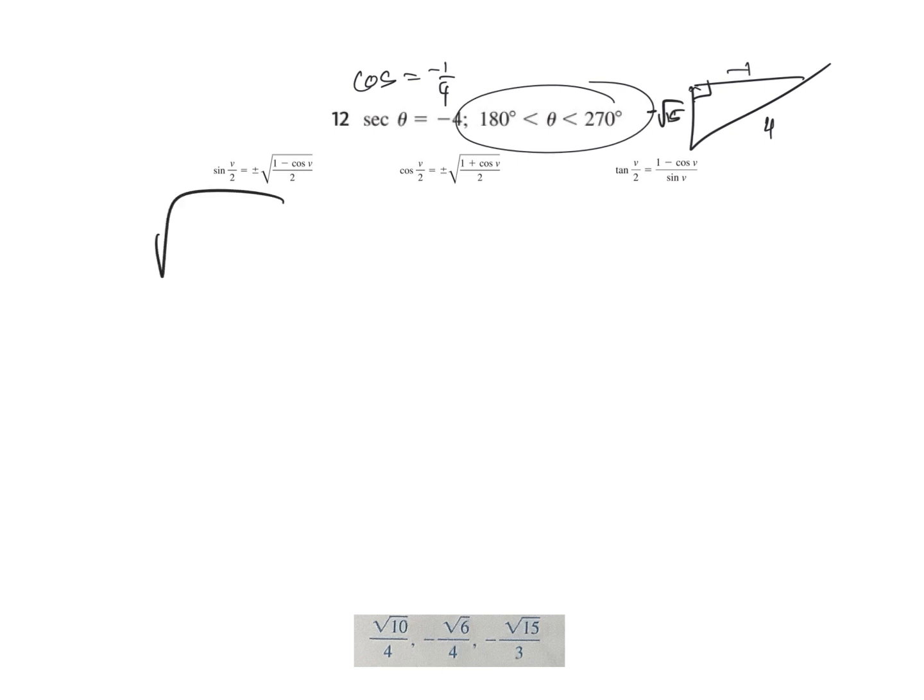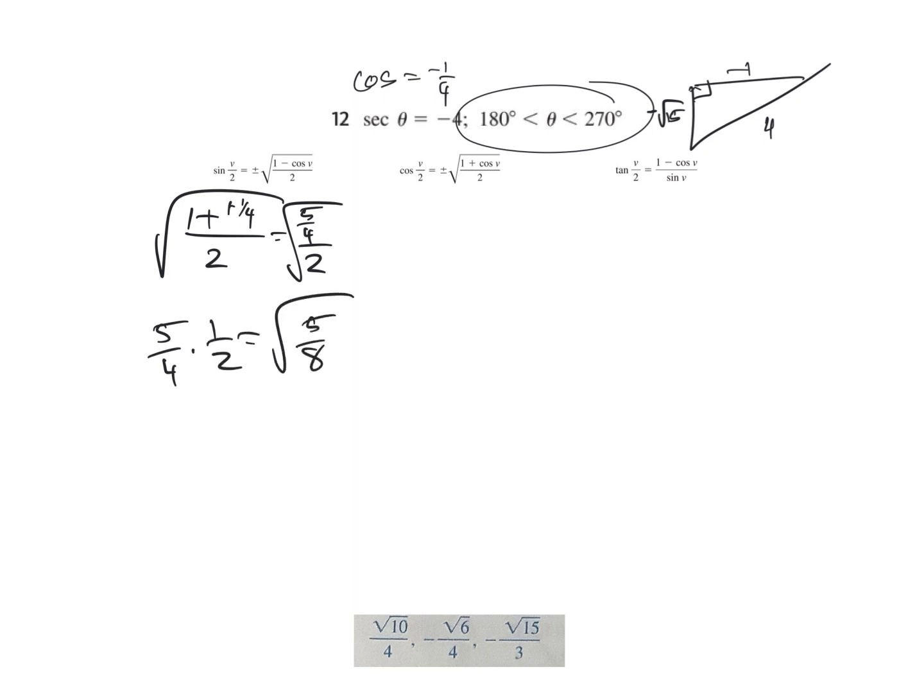So now we have the square root of 1 minus the cosine. Cosine is negative 1/4 over 2. So 1 plus 1/4 is 5/4 all over 2. So 5/4 times 1/2, or the square root of 5 over 8. And that's the square root of 5 over 2 square root of 2. So multiply by the square root of 2, and we get square root of 10 all over 4.